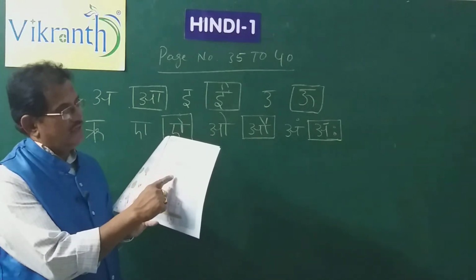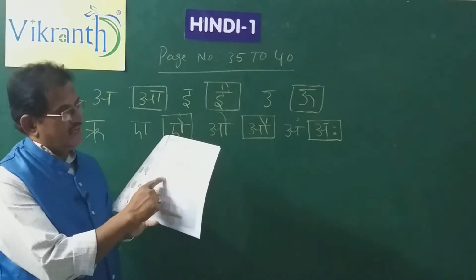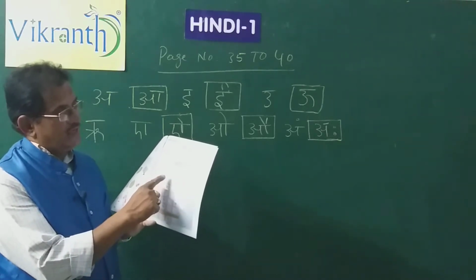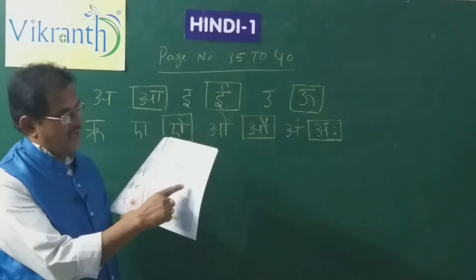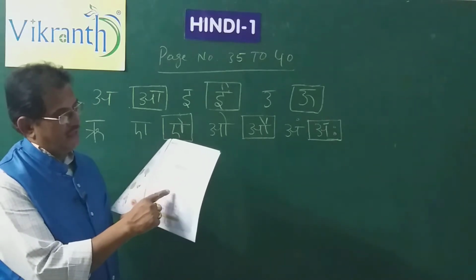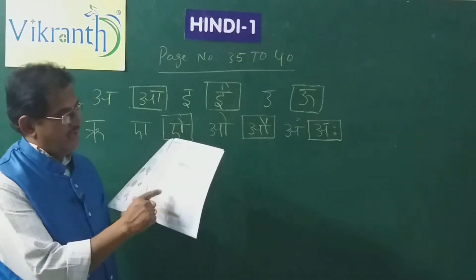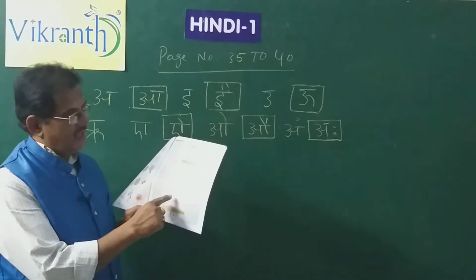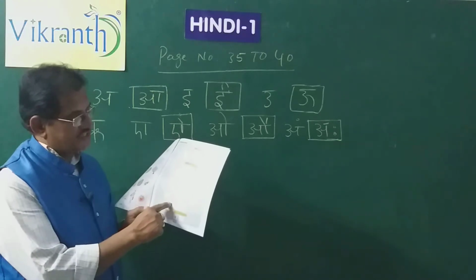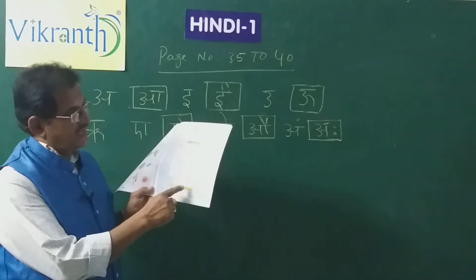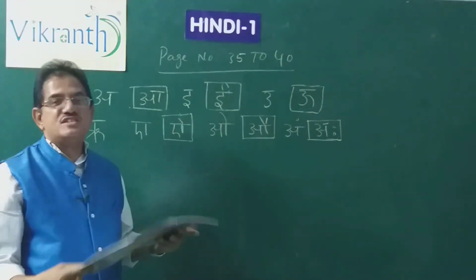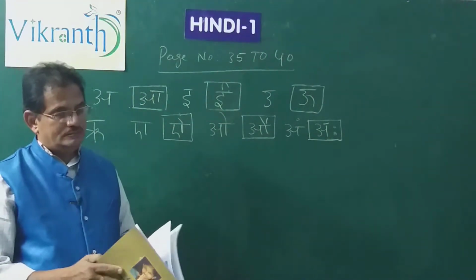Cha, Cha. Ja, Jha, Ini. Ta, Tha. Da, Dha, Na. Pa, Pha, Ba, Bha, Ma, Ya, Ra, La, Va, Sha, Sha, Sa, Ha, Ksha, Tra, Jna. So these are the boxes that you have to fill with Vyanjan, means consonants.